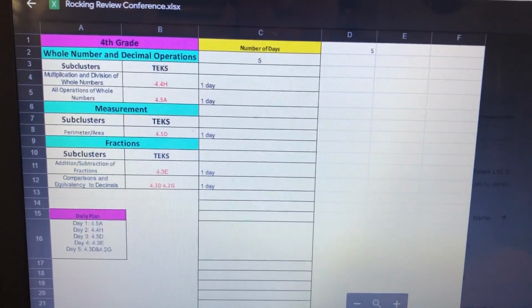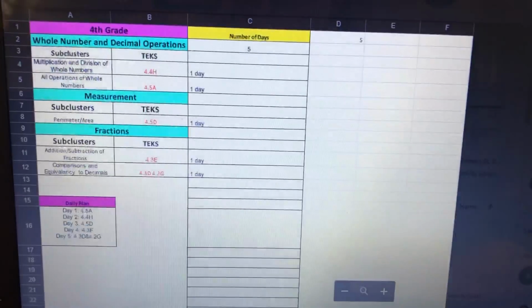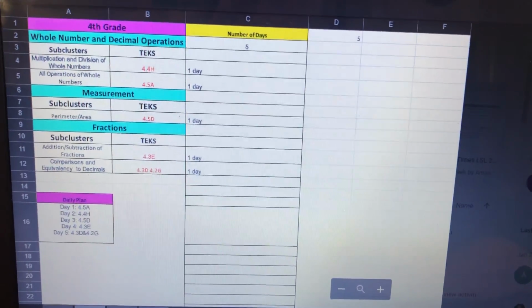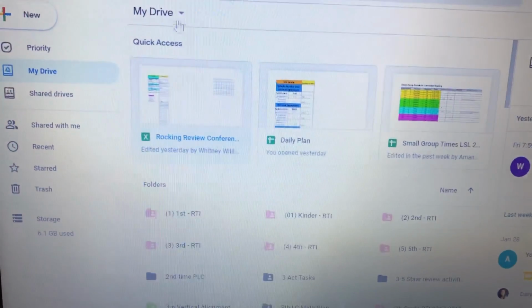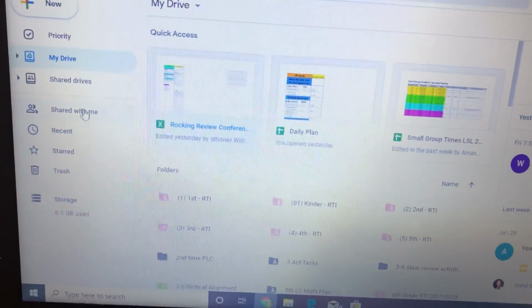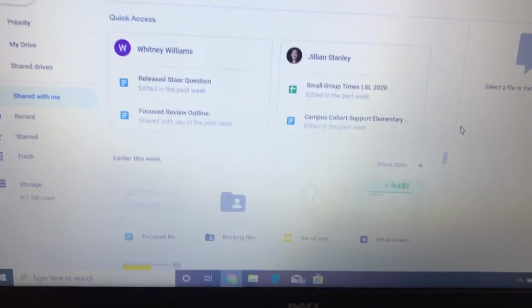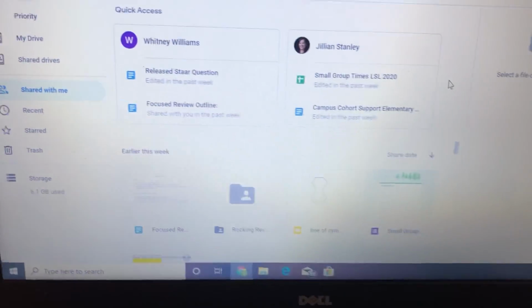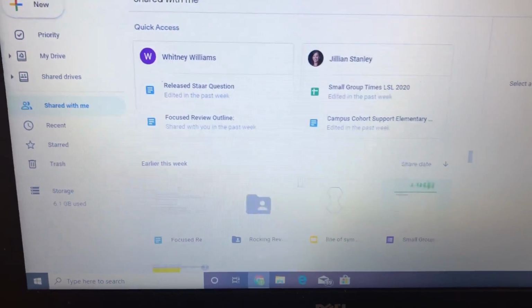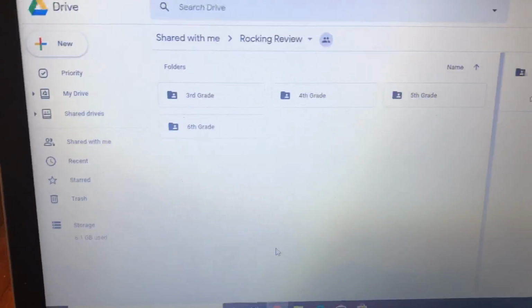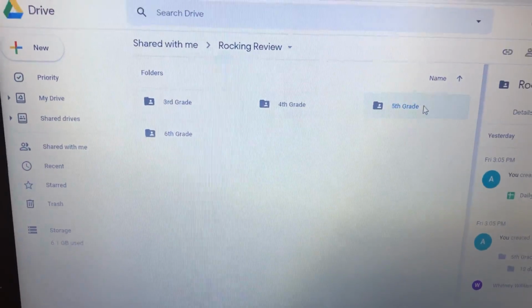Hold on. Did I really just do that? Yes. Stand by. Let me go. Oh man, guys, one second. Sorry. Oh, hold on, I'm trying to look through this. My bad, guys. Okay, let me go back to the 5th grade folder.